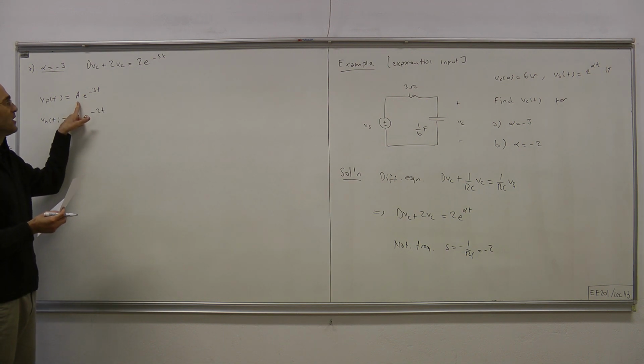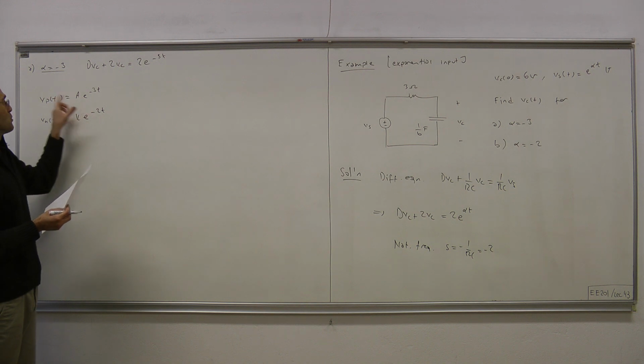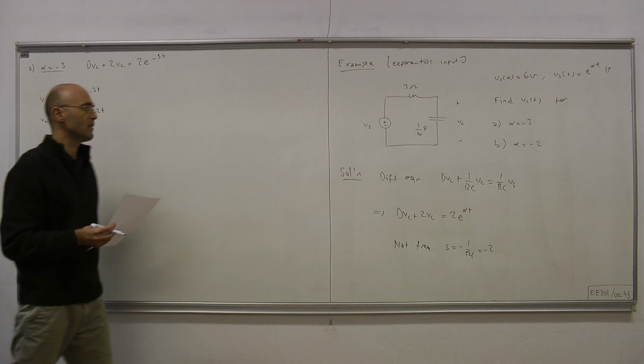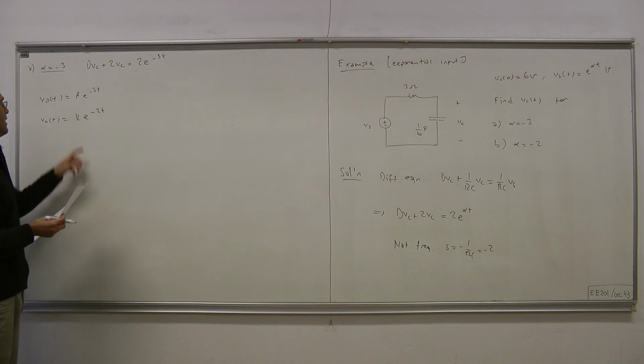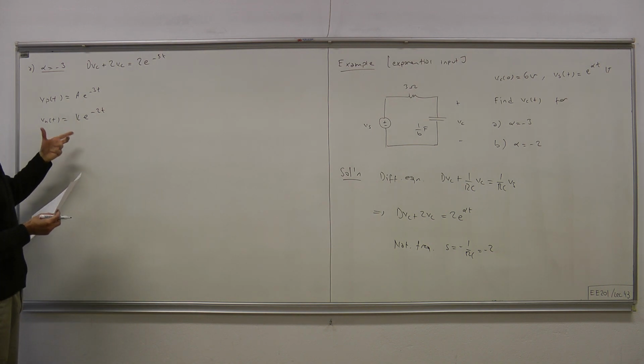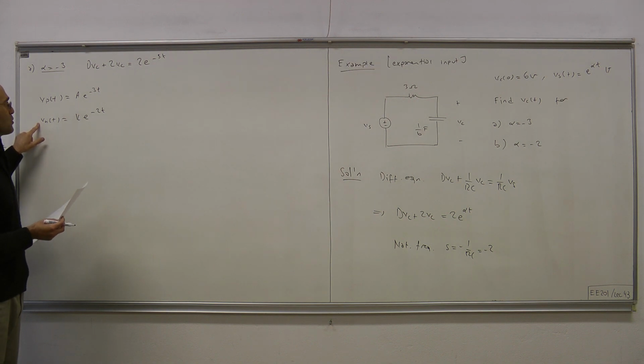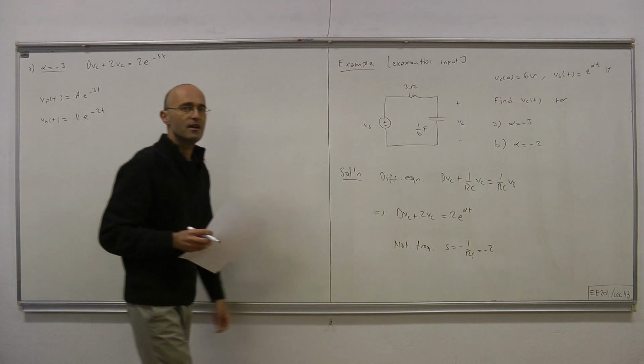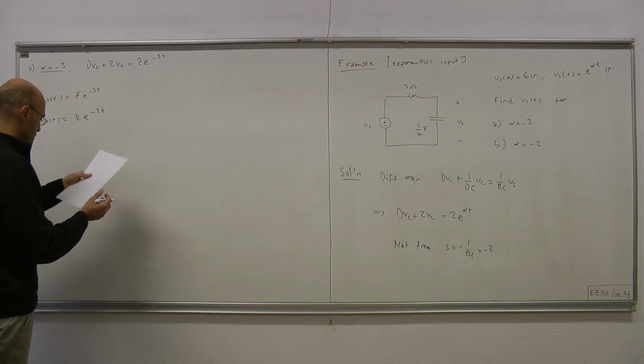To find a from the particular solution, we take the particular solution and put it into the differential equation, and that will tell us what a should be. For k, what we do is we sum the particular solution and homogeneous solution, and to that sum we apply the initial condition constraint, and that will give us k. So let's do that and obtain the solution.